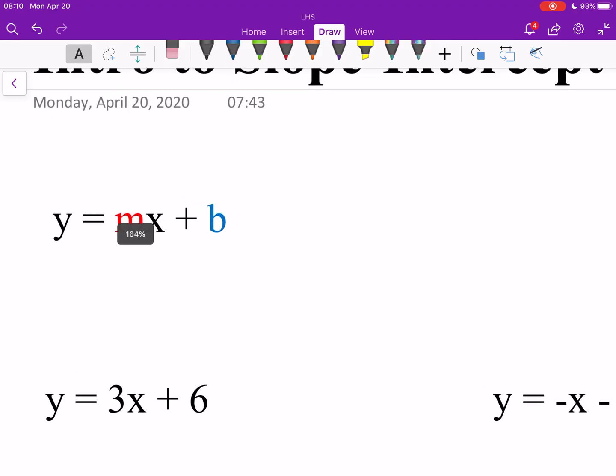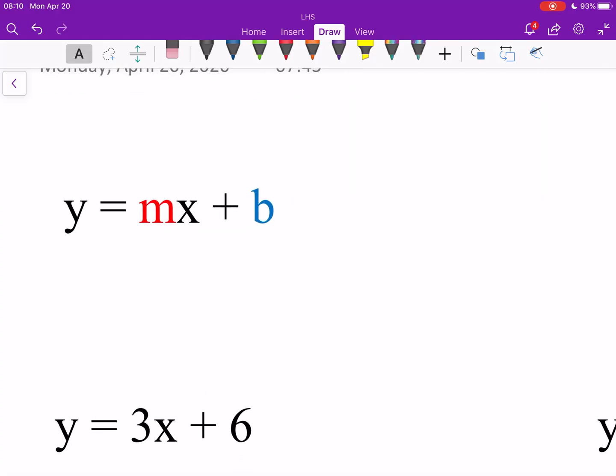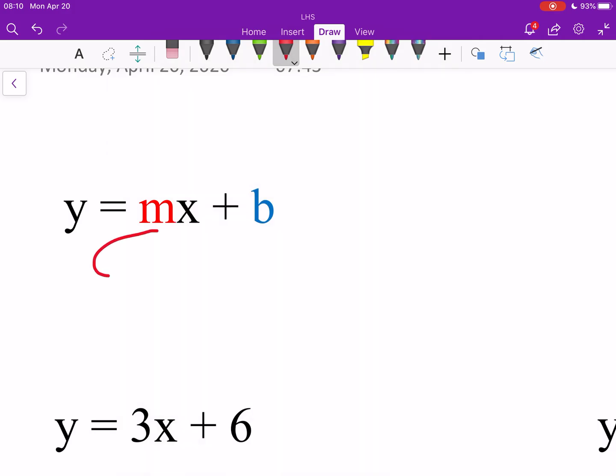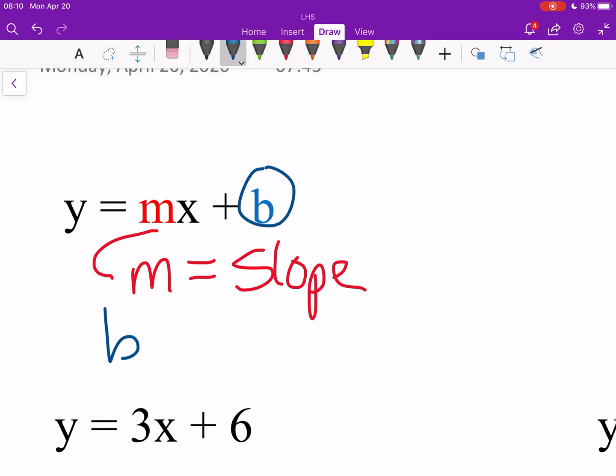So I wrote right here, y equals mx plus b. That's how we usually see Slope-Intercept Form written, and it's kind of the standard. If you remember from when we were graphing, when you see this equation right here, we know that m equals the slope, okay? Tells us how steep our graph is. And then b is the y-intercept, okay?